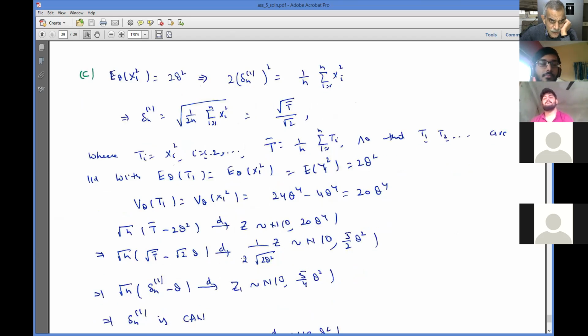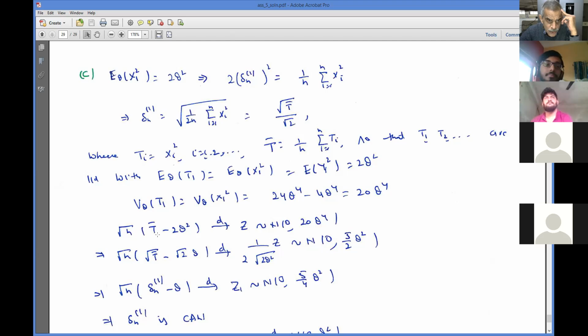So by central limit theorem, you know that root n times t bar minus mean of t bar, which is 2 theta square, goes in distribution to z, which is normal 0, sigma square. Variance of t1 is 20 theta to power 4. So it is 20 theta to power 4. Is that okay? So t bar I have found out. What I have to find is the distribution of root of t bar. So I use the delta method.